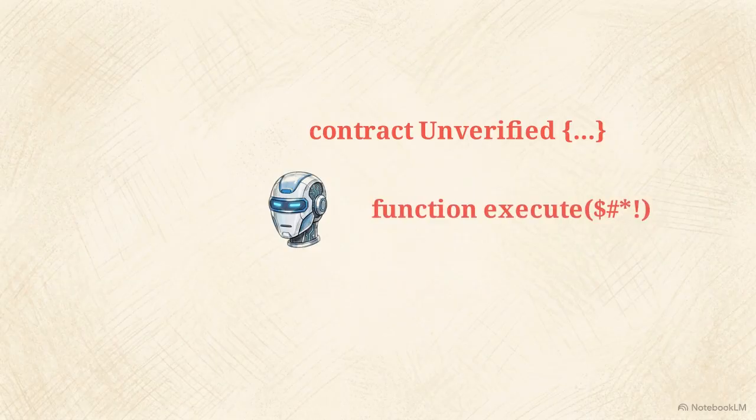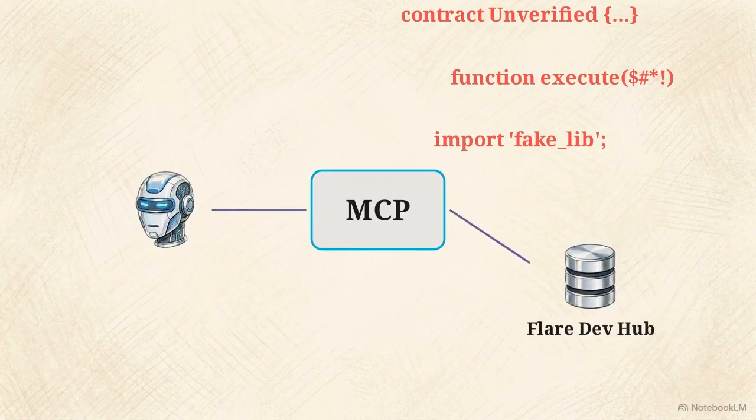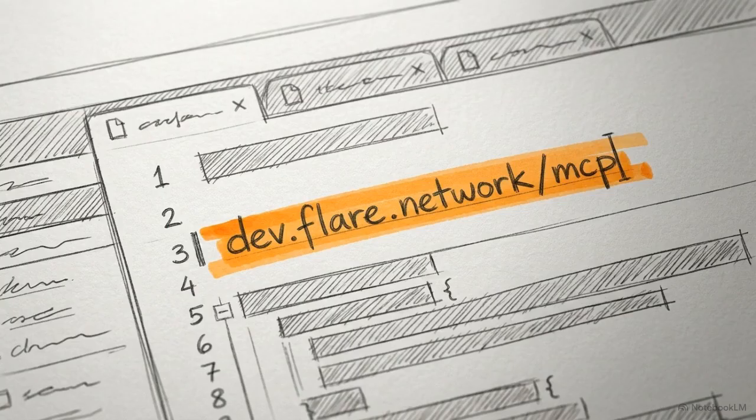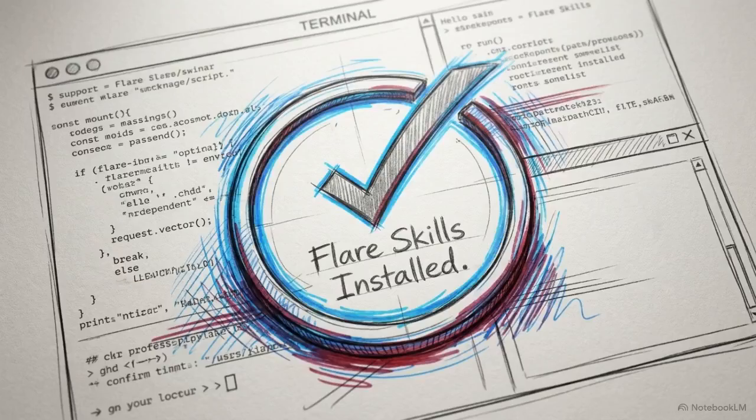Standard AI models often hallucinate fake smart contract syntax when asked to write Web3 code. To fix this, we use the Model Context Protocol, or MCP, which connects the AI directly to Flare's live official developer documentation. Point your MCP configuration to the Flare Developer Hub endpoint. Then jump into your terminal and install the specific Flare AI skills: Flare General, Flare FDC, Flare FTSO, and Flare Smart Accounts. Your AI now understands Flare's native protocols.